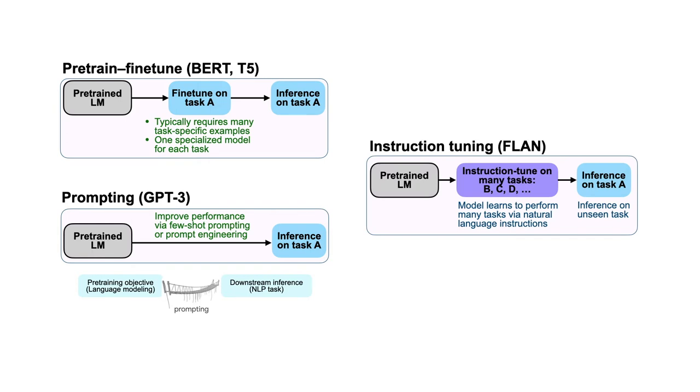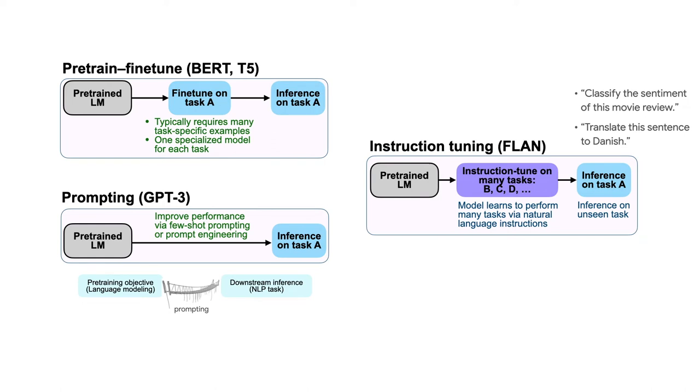Instruction tuning inserts a fine-tuning stage into the prompting paradigm. It aims to teach the model to perform many tasks using instructions before asking the model to perform an unseen task. This is zero-shot learning because the model does not know the task beforehand, and it does not get any examples of the inference task.